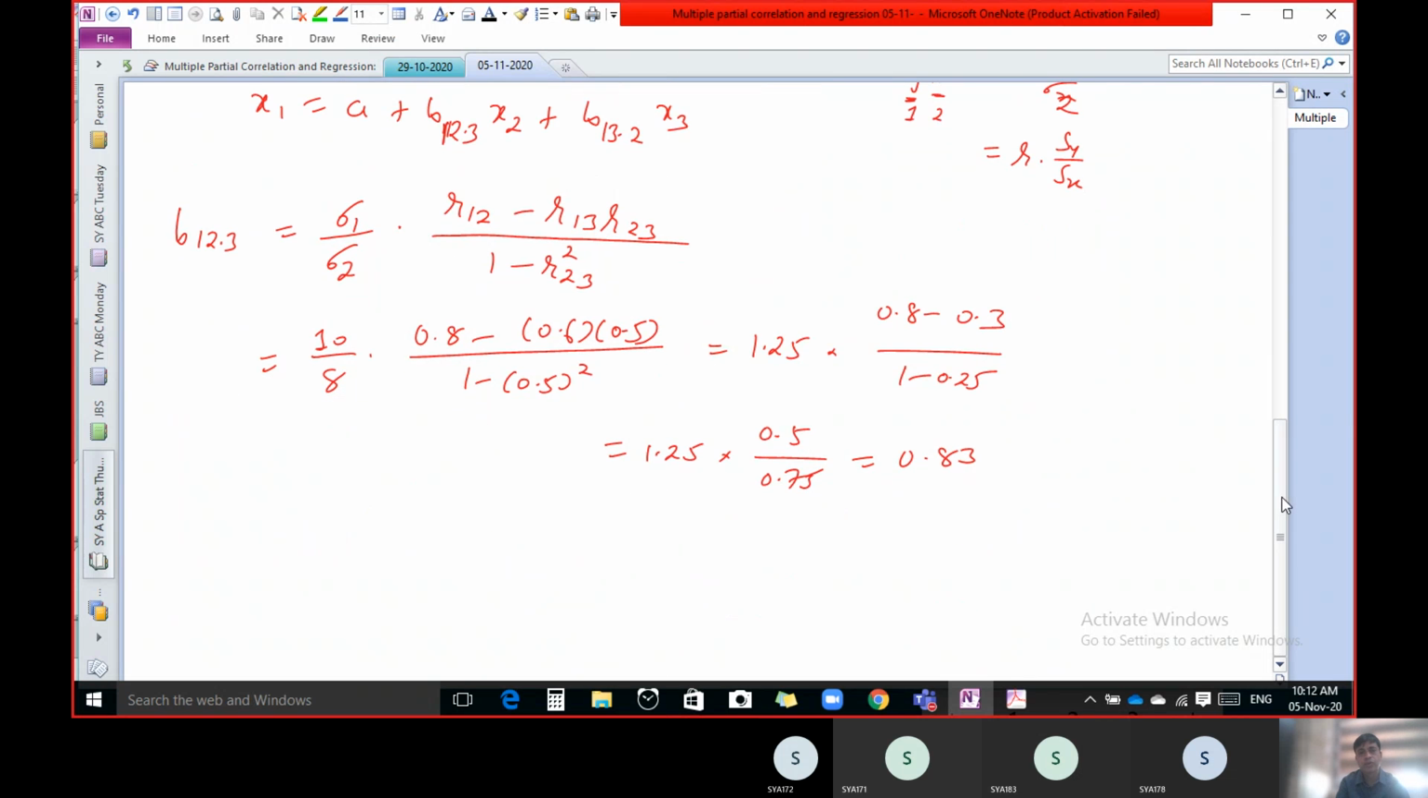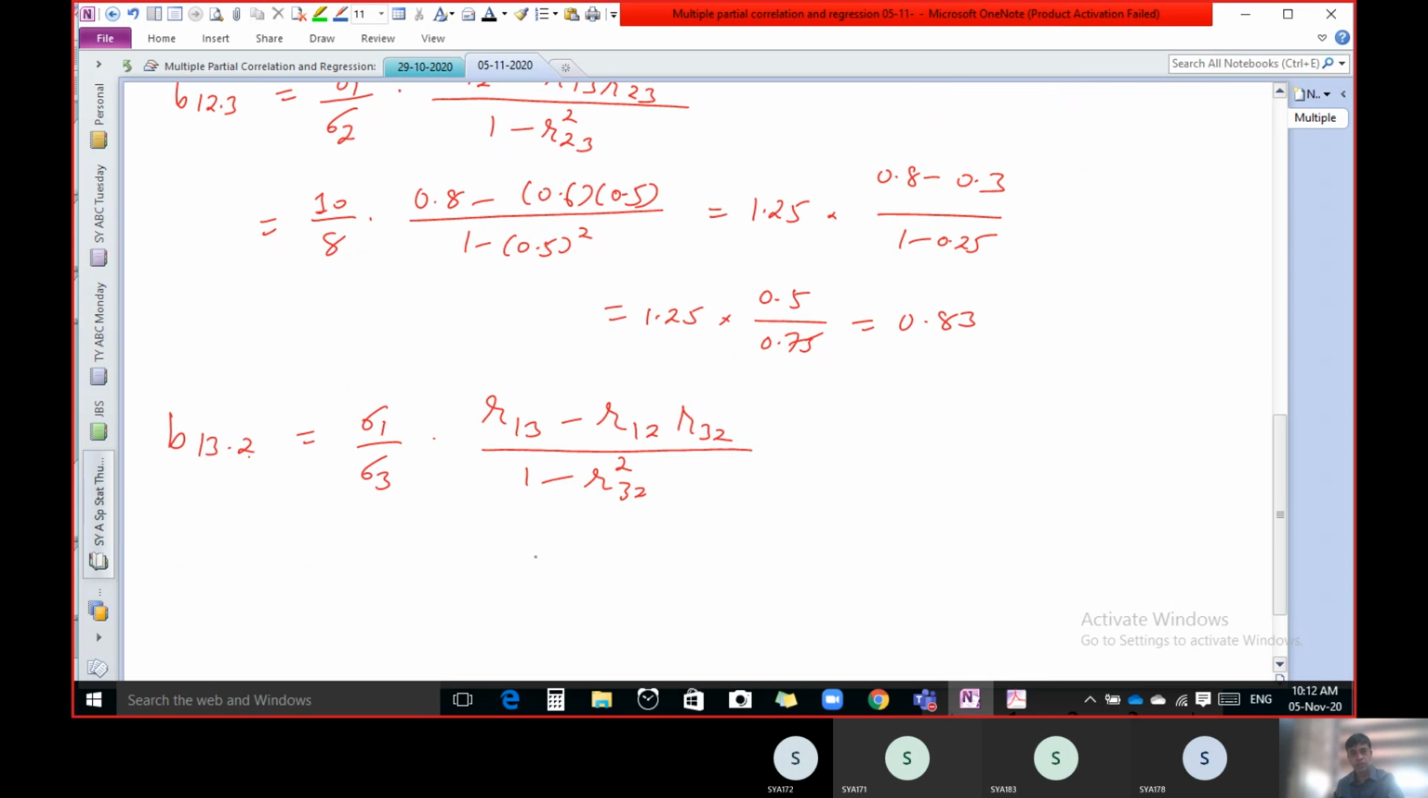Okay, then after that what we have to calculate? B13.2. Now tell me the formula. It is like this only: sigma 1 upon sigma 3 into R13 minus R12 R32. See here, R13, then R12 R32. In that way you have to learn. And 1 minus R32 square.